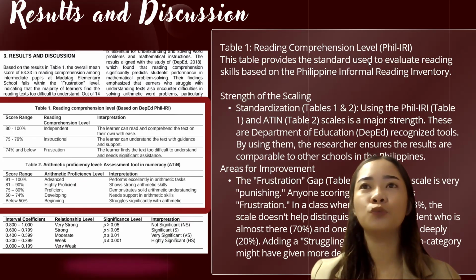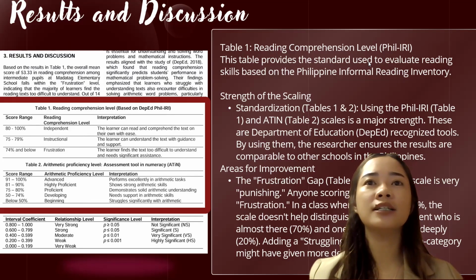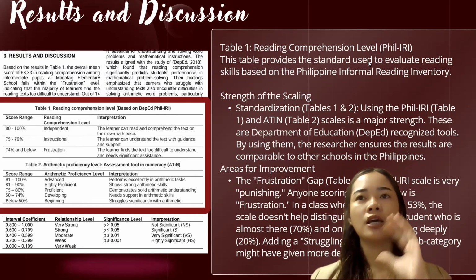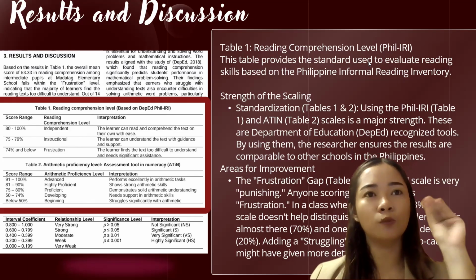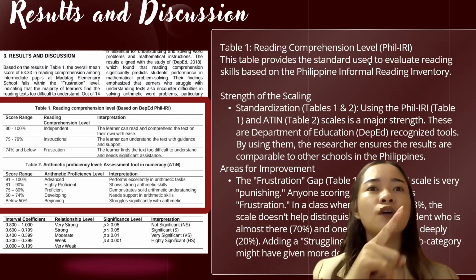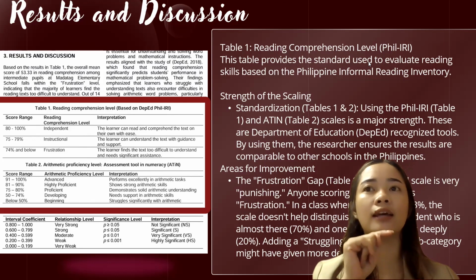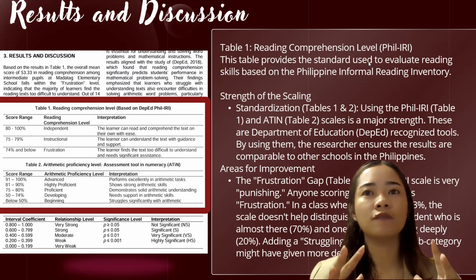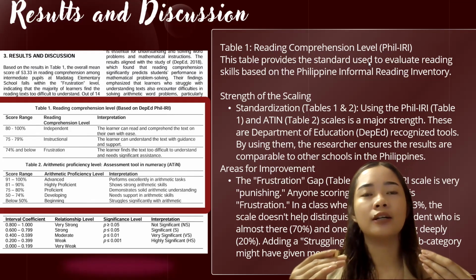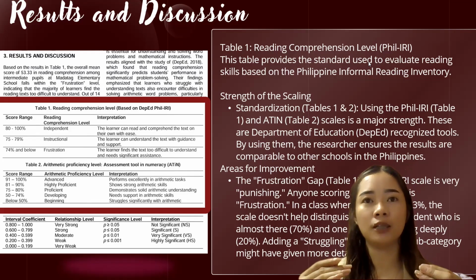If I'm going to assess this part, the standardization for Tables 1 and 2, using the theory, which is in Table 1, and the use of ATIN, which is indicated in Table 2, scales is a major strength. These are from the Department of Education, or DepEd, recognized tools. By using them, the researcher ensures the results are comparable to other schools in the Philippines.